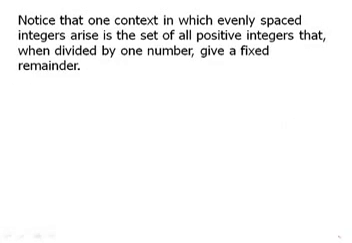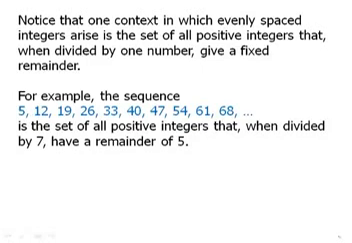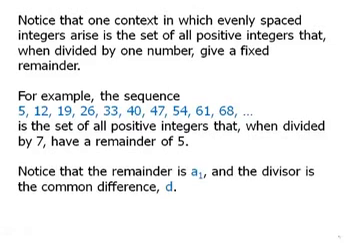Notice that one context in which evenly spaced integers arise is the set of all positive integers that, when divided by one number, give a fixed remainder. For example, the sequence that we've been looking at is the set of all positive integers that, when divided by 7, have a remainder of 5. That's what all those numbers have in common. Notice that the remainder is the first term, a sub 1, and the divisor is the common difference. That will be valuable, so hold on to that thought.